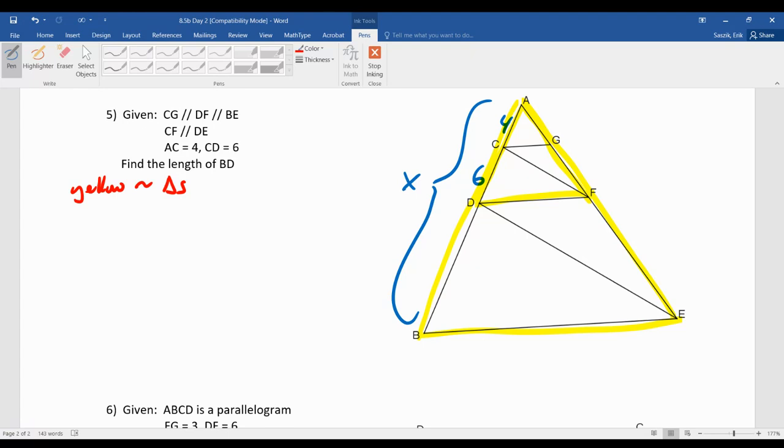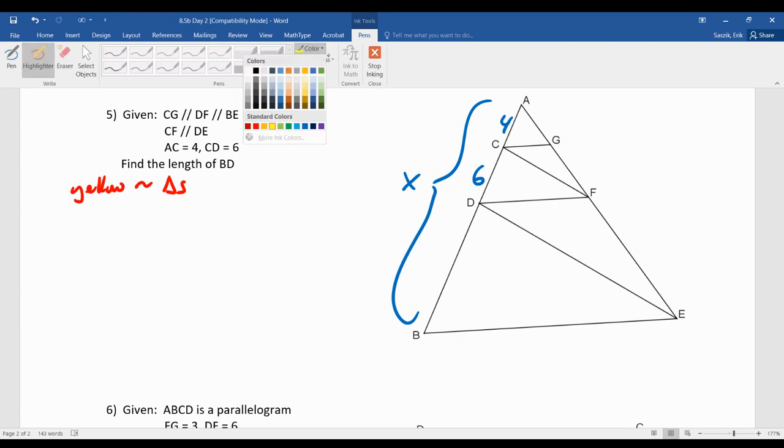Oh, sorry, I messed this up. Hold on a second here. Let's do the yellow triangles here, because this will be consistent with what I'm going to post. You see, that triangle is going to be similar to this one.